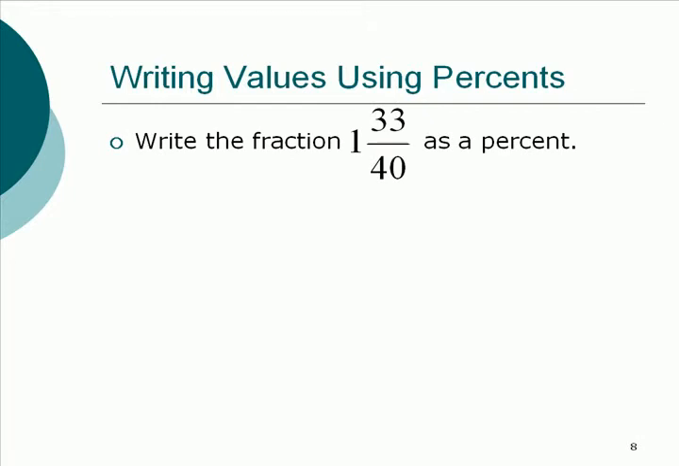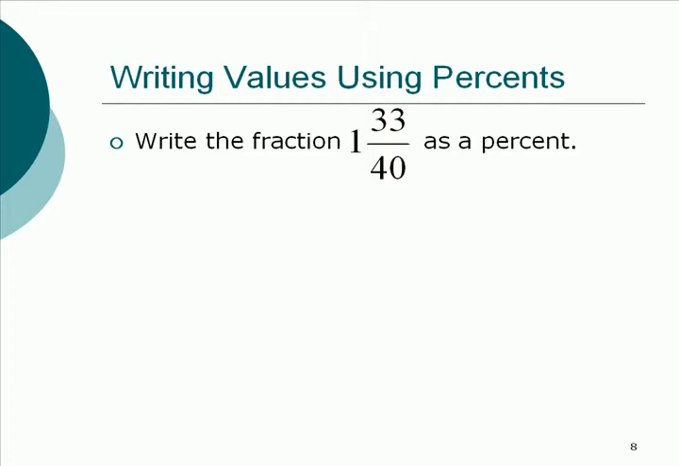Let's write the fraction 1 and 33/40 as a percent. Now, anytime you've got a numeric value more than 1, what does that tell you about your percent? You're going to be more than 100%. The 135% example I had up here before, it was 1 and some fractional part. It's going to be a numeric value that corresponds with a percent over 100.